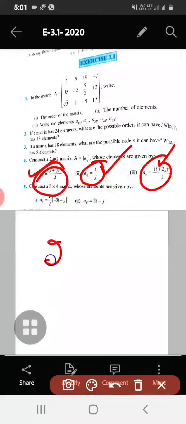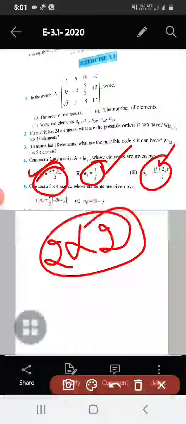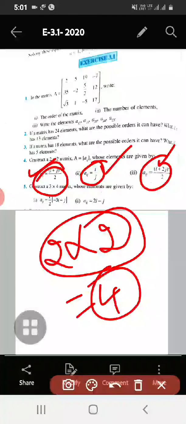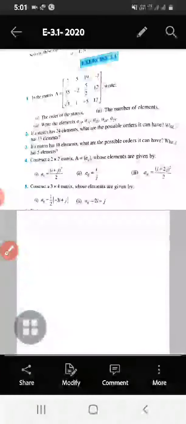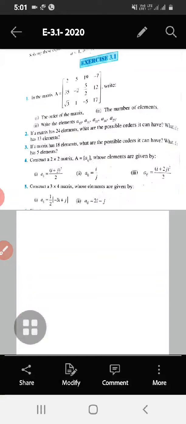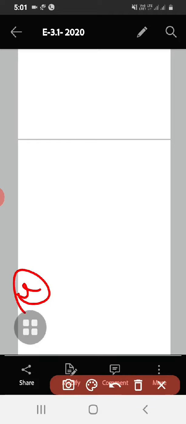So what is the order of the matrix here? Given 2 cross 2. We have to construct a 2 cross 2 matrix. 2 cross 2 means how many elements should it have? 4 elements. So I am talking about this fourth question. Okay, let us solve the fourth one. Fourth one is, see here, construct a 2 cross 2 matrix whose elements are given by. In the fourth one, I will consider the first one.